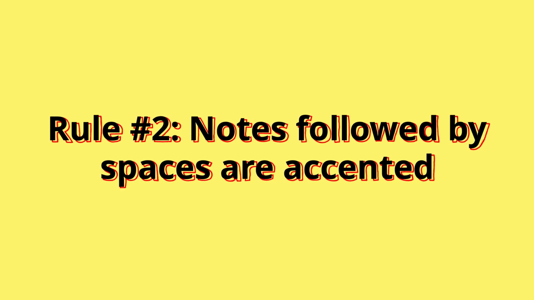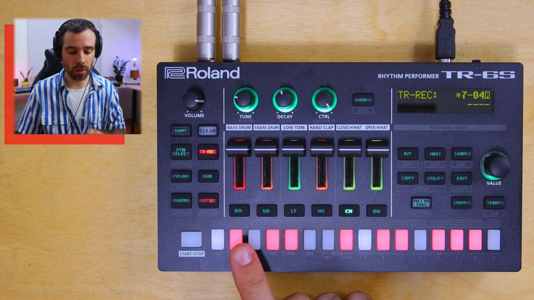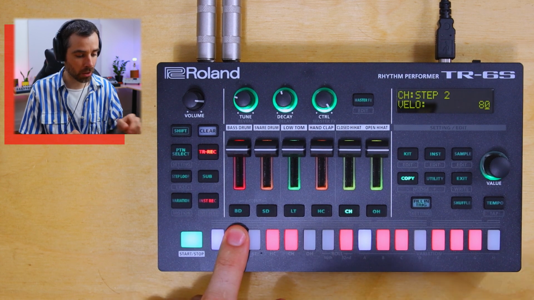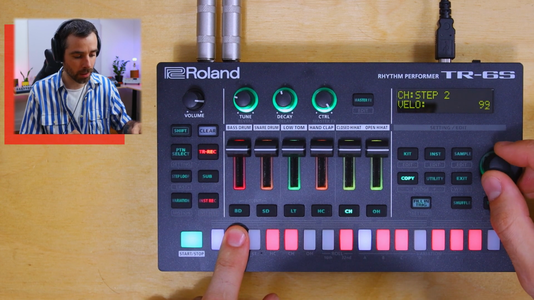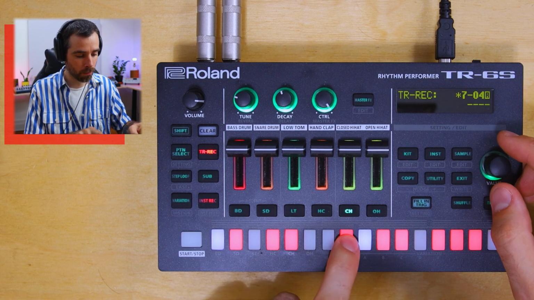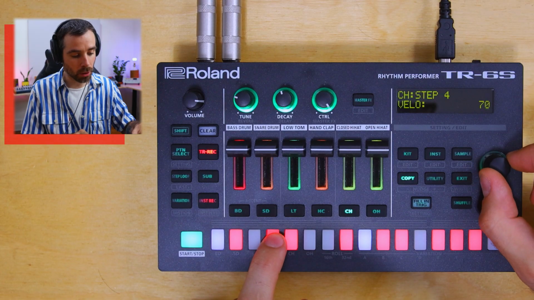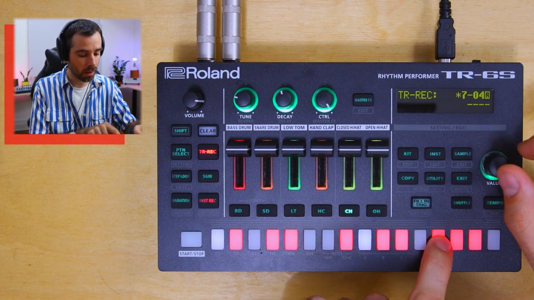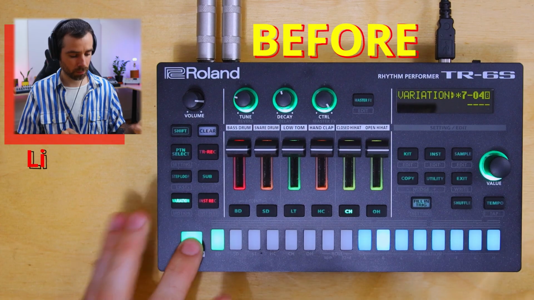Second rule of Fight Club is? The second rule is that notes that are followed by spaces are accented. So in this case, it would be this note because it's followed by a space. Same with this one, you get the point. So I'm literally just going to accent these, bring the velocity up to maybe 100. Doesn't have to be exact for each one. I'm also going to drop the velocity of the notes that are preceding the accented notes, so it makes that accent stand out even more. So this one and these two as well. Now let me show you a before and after of this.